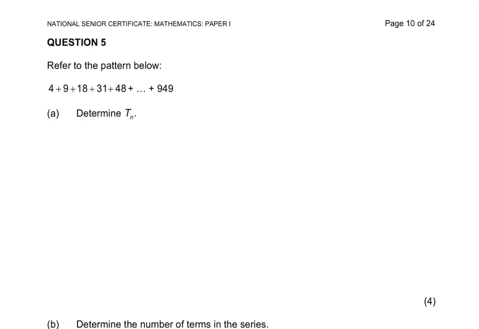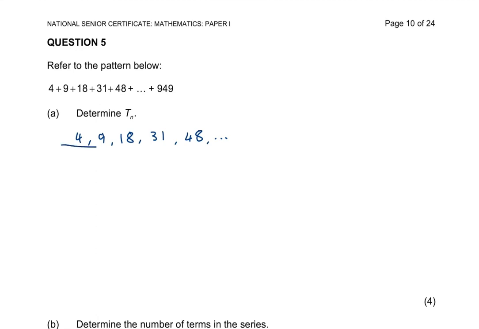This is the IB Core Mathematics Paper 1 from 2021, and we are going to be going through question 5 in this video. Okay, so it's a sequences and series question, and part A requires us to find the general term of the series, or of the sequence. So what I'm going to do is rewrite the series as a sequence. So I have 4, 9, 18, 31, 48, and then a whole lot of terms following that.